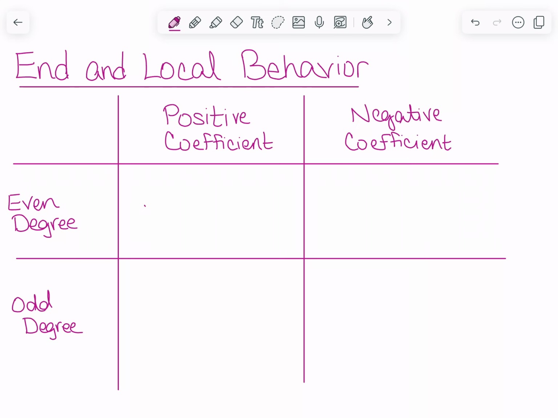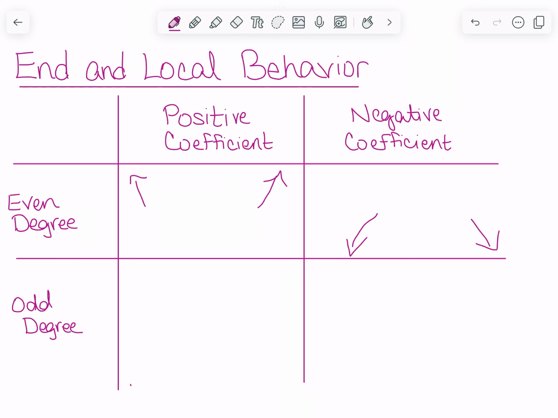If the polynomial is even degree and my leading coefficient is positive, then both ends of the graph are going to go towards infinity. So the ends of the graph will look like this. For an even degree with a negative coefficient, it will be the opposite. Both ends will go to negative infinity. So the ends of the graph will look like this picture here.